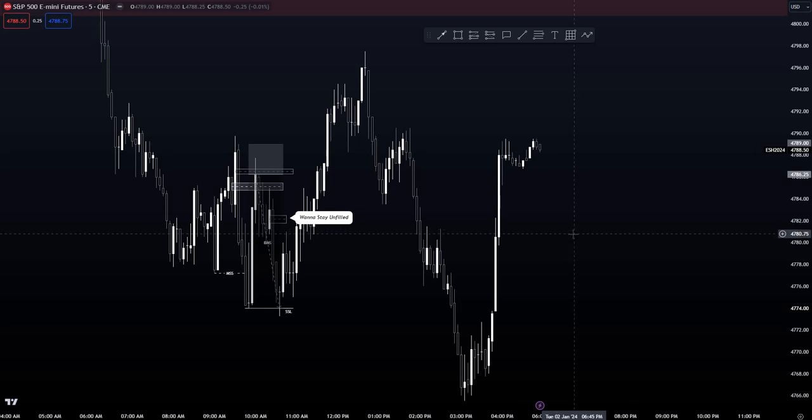What I will be teaching you guys is a concept. It's called ICT concepts, and this is about market algorithm. This is how the market algorithm works. Now, a lot of retail guys don't believe in market algorithms, as well as a lot of supply and demand guys as well. So what I mean by that is the market runs on an algorithm.